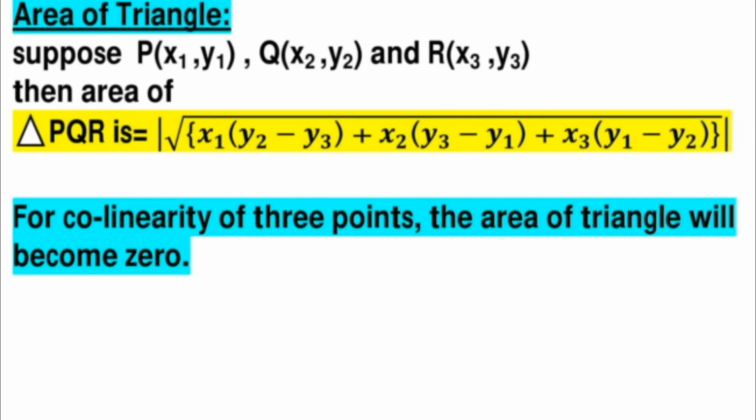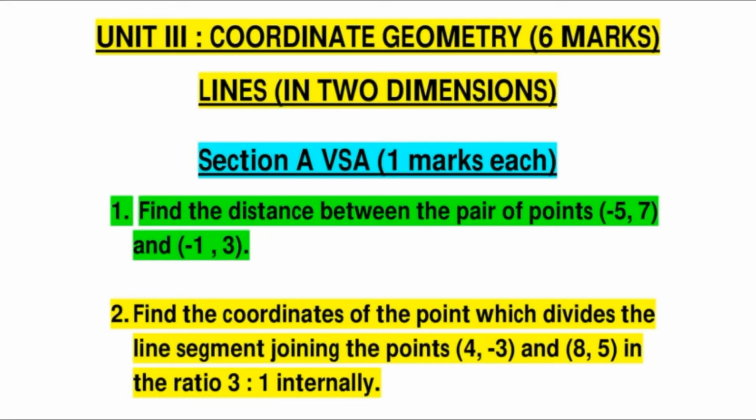Moving on to the next portion, some important problems. Let's discuss some important problems related to coordinate geometry. Section A, very short type questions, 1 mark each. Question number 1, find the distance between the pair of points (-5, 7) and (-1, 3). So you just have to apply the distance formula to find the distance.